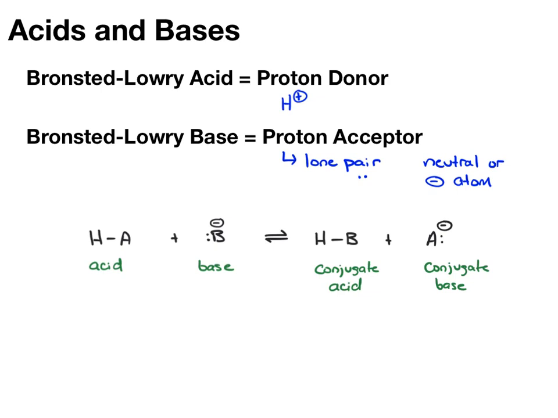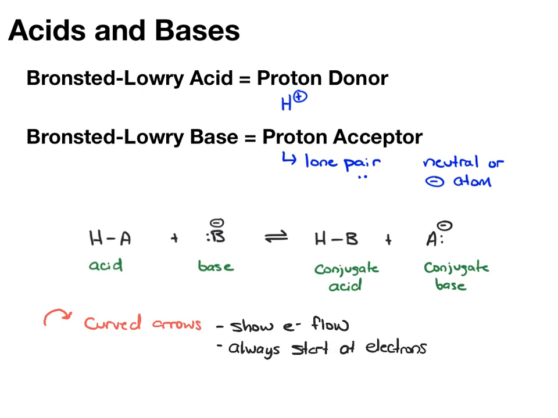We started our discussion of curved arrows when we were discussing resonance. So remember, we can use curved arrows, and what curved arrows do, they show electron flow. When you're drawing a curved arrow, you always start at electrons, and then the head of the arrow points to where the electrons are going. So let's apply this to our acid-base reaction above. I have this lone pair on B, the base. That's where we're going to set our pencil down and start, because we start at the electrons.